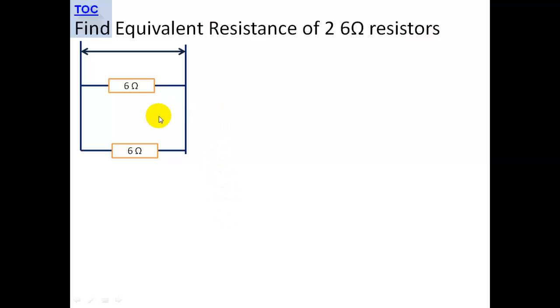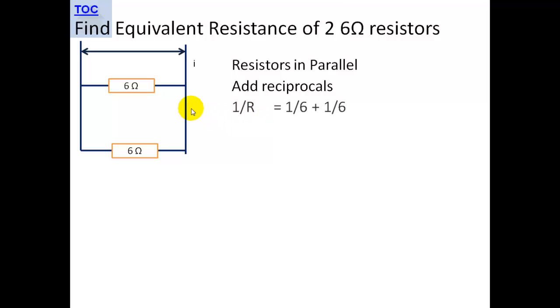Now we'll do a quick example of this. Find the equivalent resistance of two 6 ohm resistors. I'll show how to do this, and then I'll show you where people make the mistake. The resistors are in parallel, so we know that we must add the reciprocals. In other words, 1 over R, the equivalent resistance, is equal to 1 over 6 plus 1 over 6, which is the same as 2 over 6, which is 1 over 3.